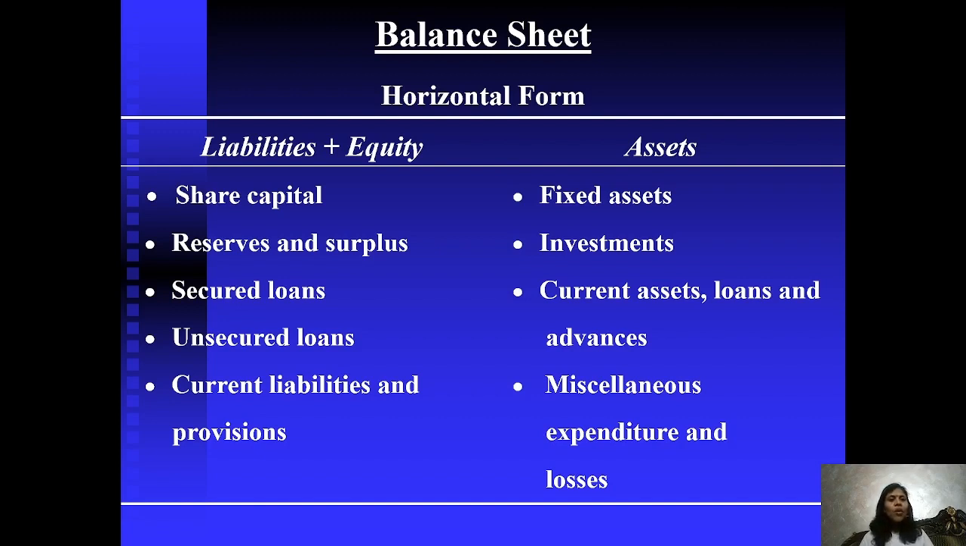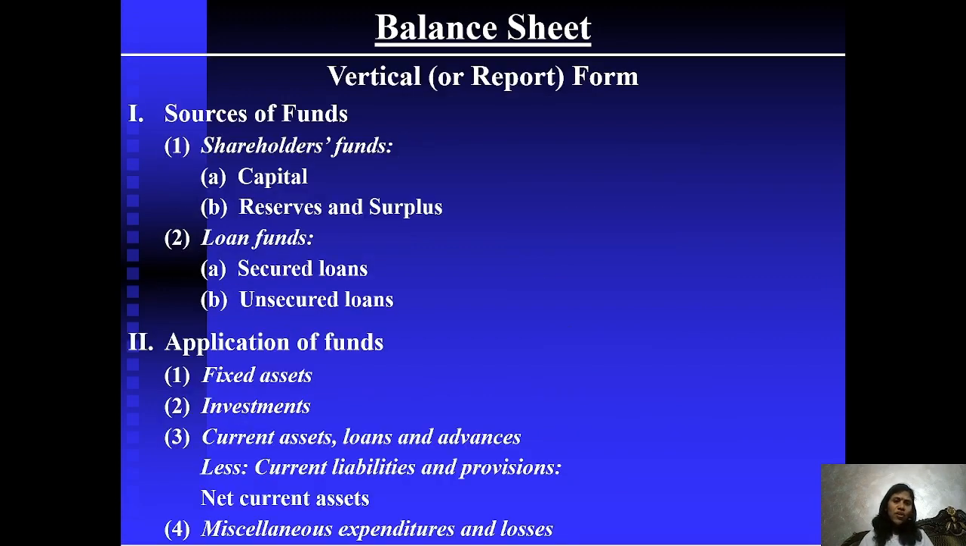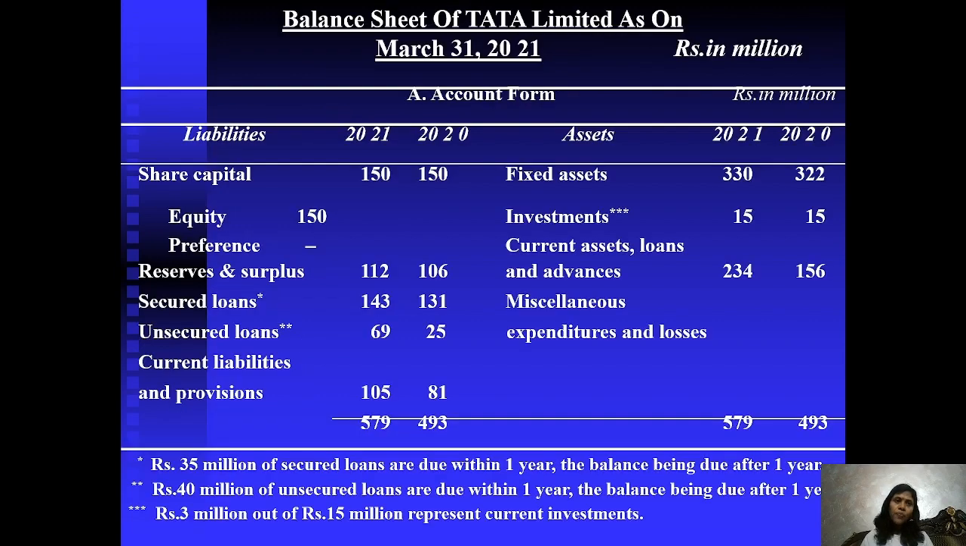So liability side means what? Your share capital, reserve and surplus, secured and unsecured loans, current liability and provision. And on the asset side, fixed asset, investment, current asset, loans and advances, miscellaneous expenditure. The vertical format has two parts: source of fund and application of fund. Source of fund means shareholders' funds, that is capital, reserve and surplus, and loans, secured and unsecured. And application means fixed asset, investment, current asset, less your current liability and provision. So you will get your net current asset, and then miscellaneous expenditure and losses.